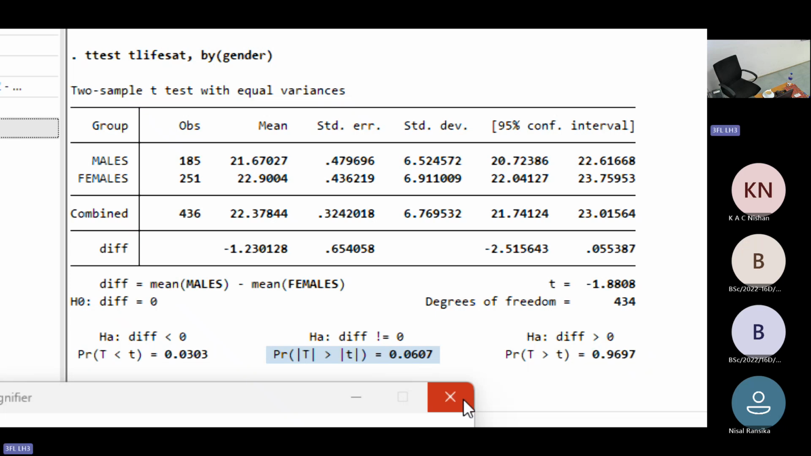That's the final. Well, is it hard? No. Just look at the p-value and interpret that. That's all. How many steps are there? Four steps.